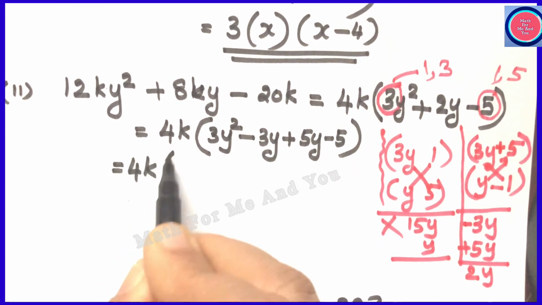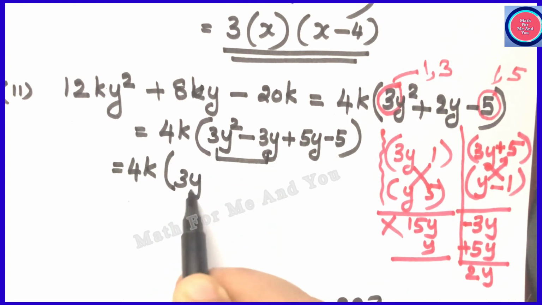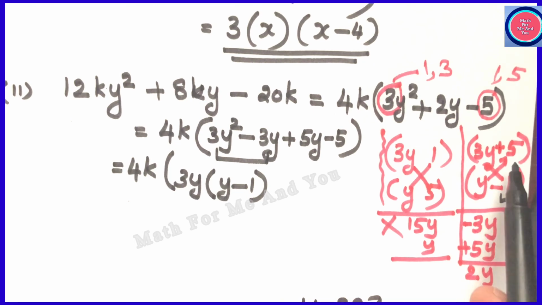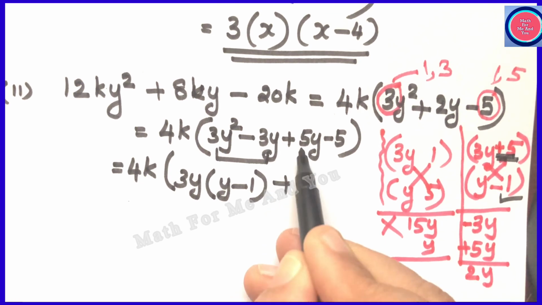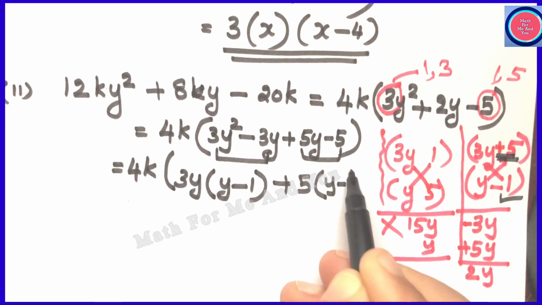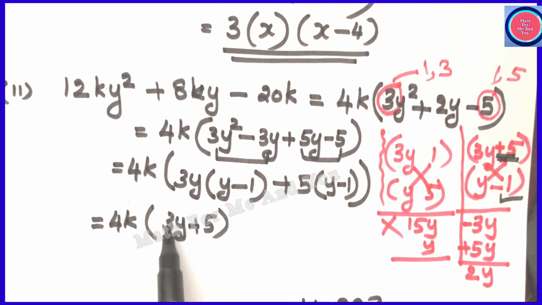Inside the bracket, connect the first two terms and write the common factor, which is 3y, outside. When we take 3y outside from the first term, we get y. After that we get minus 1 from the second term. See, y minus 1, the factor is ready. Then we have to take plus 5 from the last two terms outside as a common factor. When we take plus 5 outside, we will be getting the same bracket, that is y minus 1, which is equal to 4k times. See, inside the bracket y minus 1 is a common factor, and the remaining is 3y plus 5 times the common factor y minus 1.